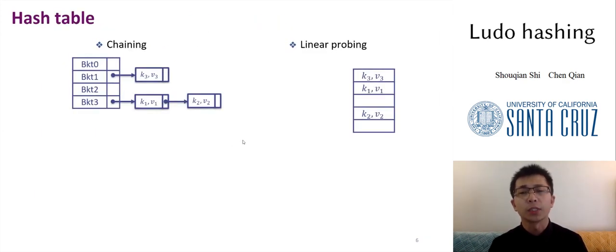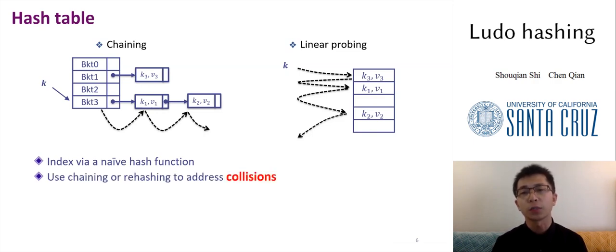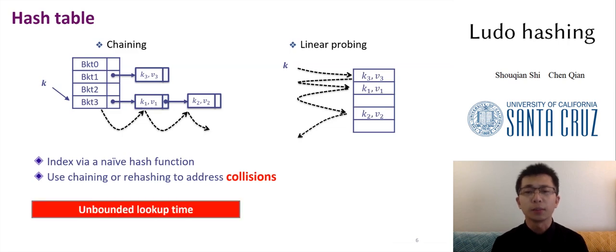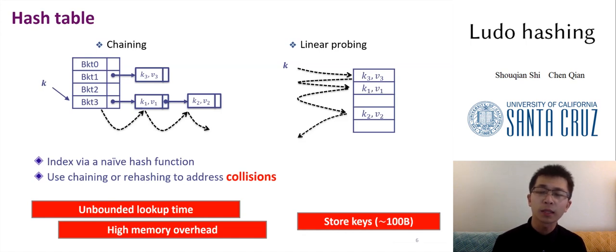Hash tables are traditional solutions to the key-value lookup problem for its constant lookup time. Traditional hash tables mainly fall into two categories: the chaining style and the probing style. The lookup for both algorithms are similar. First, index this key via a naive hash function and resolve collisions via chaining or rehashing. Key collision is really bad for hash tables. On one hand, it introduces a trade-off between lookup complexity and memory utilization. And on the other hand, distinguishing one colliding key from the other requires storage on the keys.